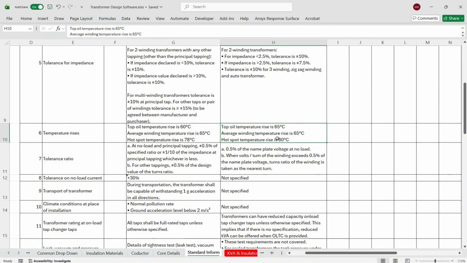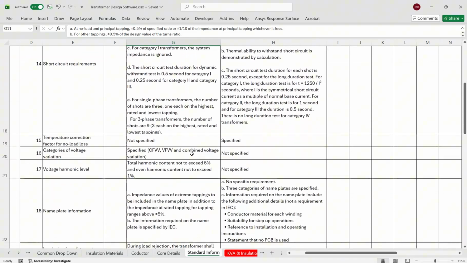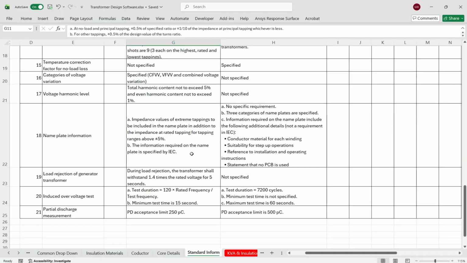What is it for 85 degrees Celsius? I will try to show any other day. I will continue the rest of them.